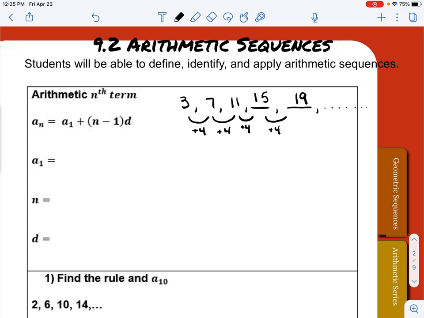Now we could continue to do that to find any term down the line, the 20th, the 100th, and so forth. But we will discuss this equation that can tell us what the 20th, the 100th, the 1000th term is much faster than just adding 4 that many times. Okay, so before we do that though, we need to talk about what each of these variables means, okay? So we have a sub 1. This just means the first term. So in our case over here, a sub 1 is 3.